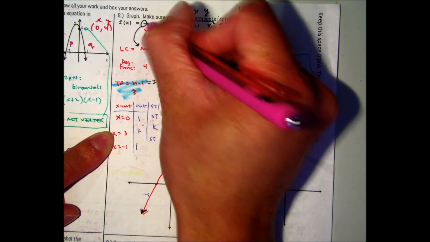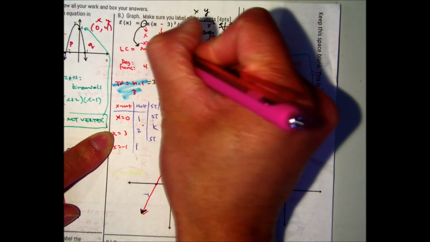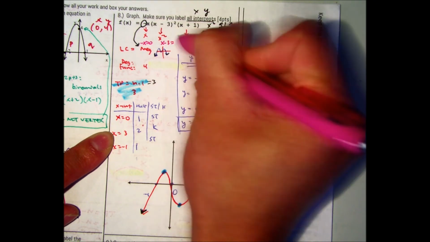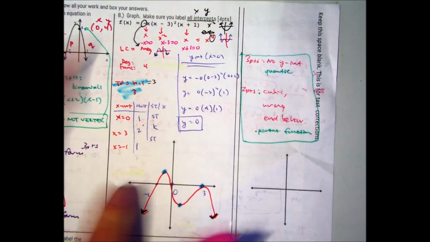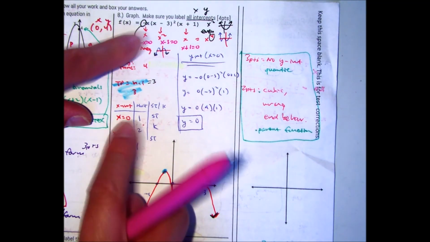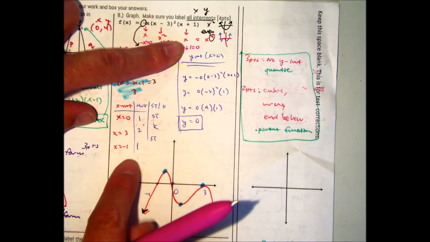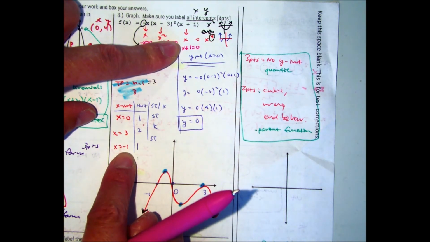So you're setting each of these equal to 0. Negative x equals 0. X minus 3 equals 0. X plus 1 equals 0. And then there you're going to see that x is equal to 0, x is equal to 3, and x is equal to negative 1.